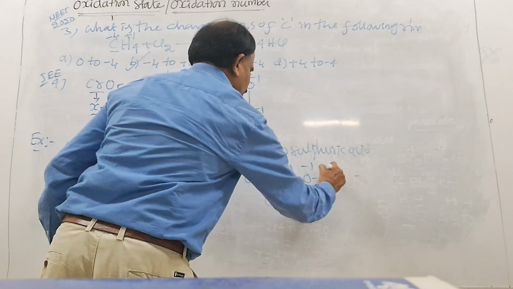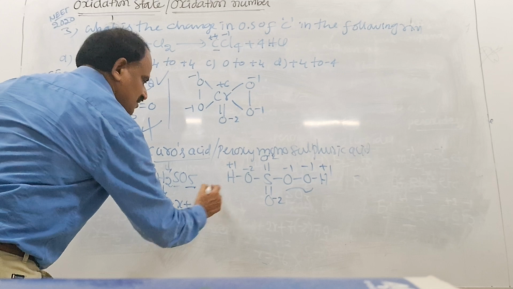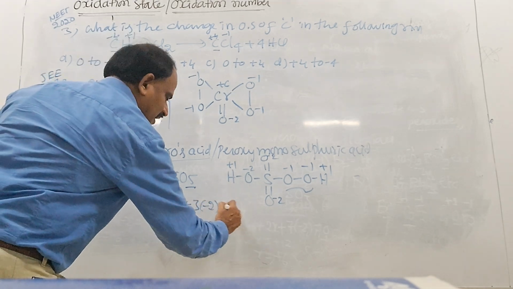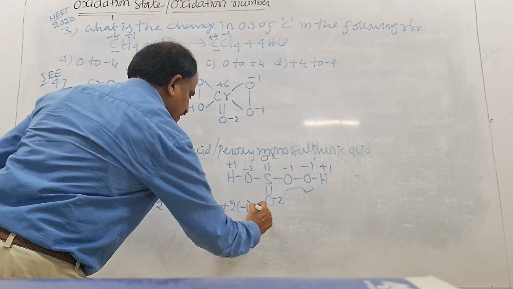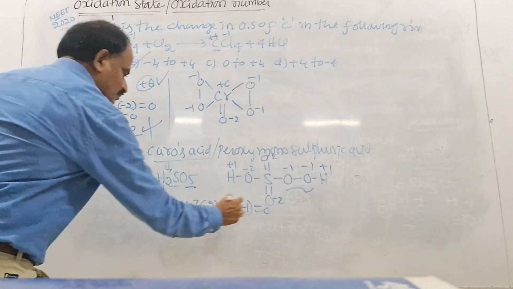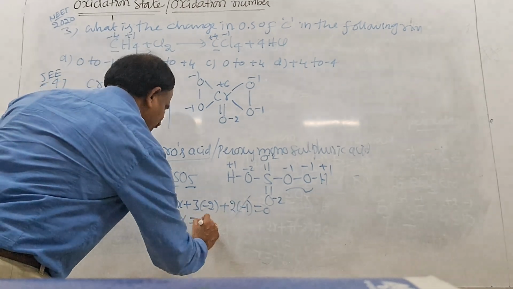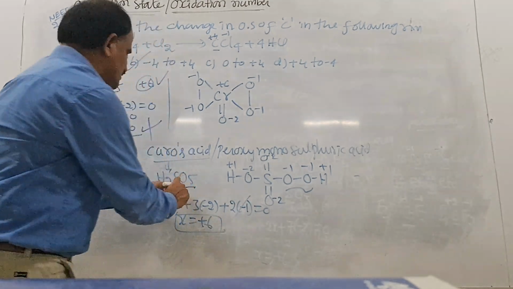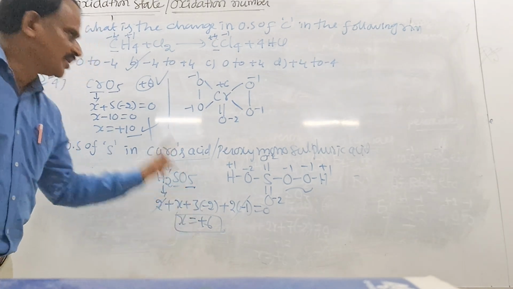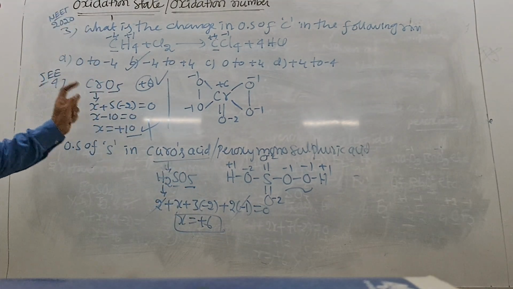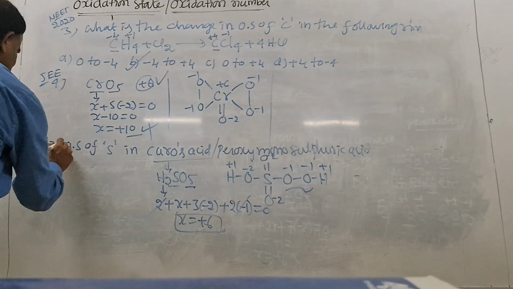Add hydrogen, +1, +1. Apply here: 2 plus X plus, out of 5 oxygens, 3 are normal with -2 oxidation number, and the remaining 2 are peroxy oxygens with -1 oxidation number, equal to 0. Now +2 and -2 cancel each other. Then X minus 6 equal to 0, so X equals +6. If you apply the general method you get +8, which is wrong. The oxidation state of sulfur in Caro's acid is +6 only. Right, students? Similarly, let's go for more examples.